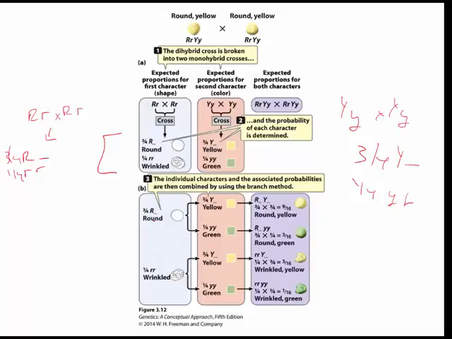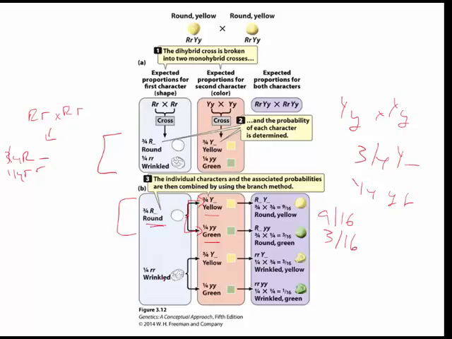So this branch diagram business is saying if you have 3/4 that are round, of those, 3/4 of those are going to be yellow, and 1/4 of those are going to be green. So to figure out how many are going to be both round and yellow, you multiply these things together. 3/4 times 3/4 is 9/16. How many are going to be round and green? Multiply this one by this one. 3/4 times 1/4 is 3/16.